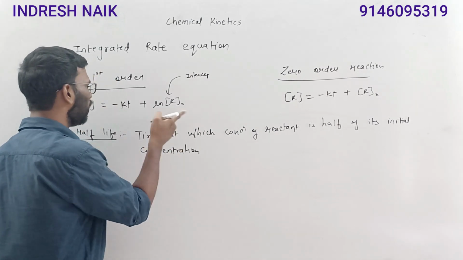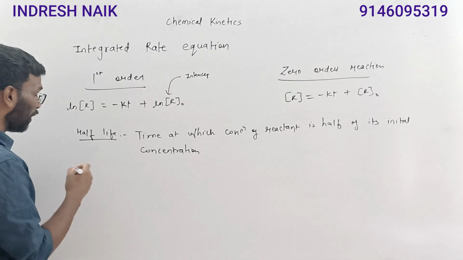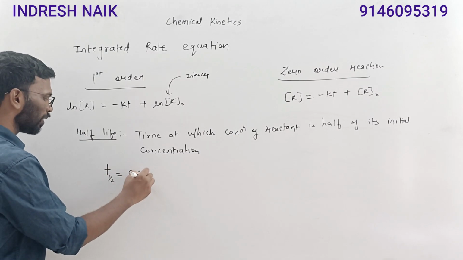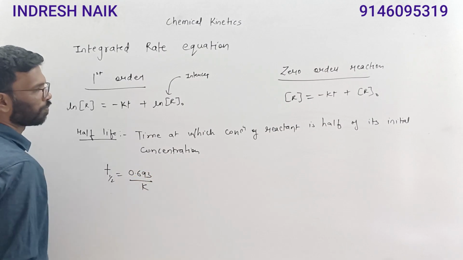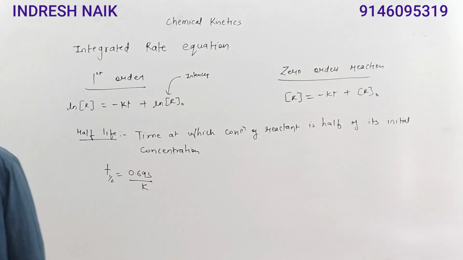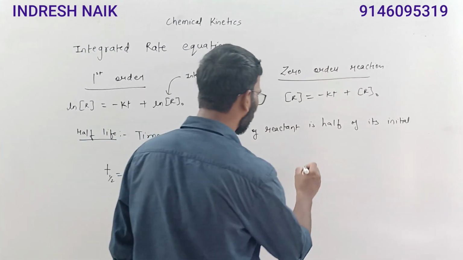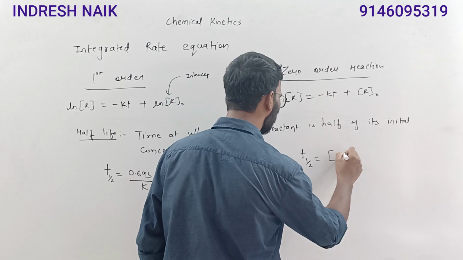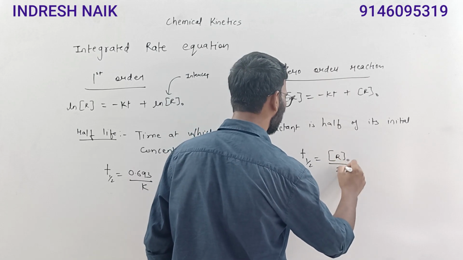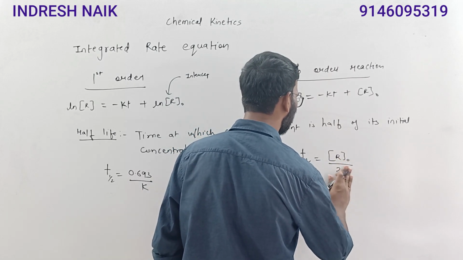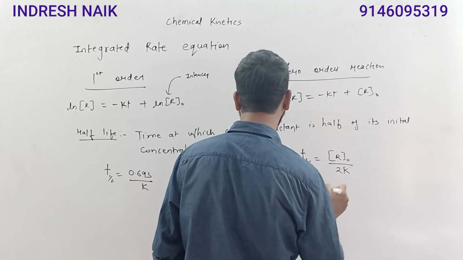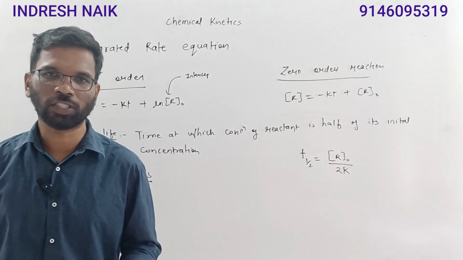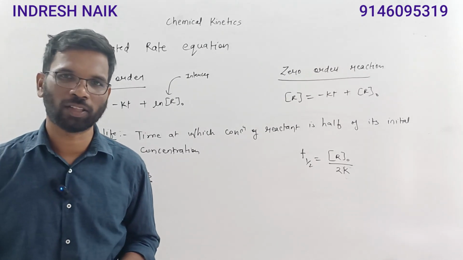Okay, if you solve that for this equation, what you are going to get is T half is equal to 0.693 upon k. That is what T half you are going to get. And over here, T half will be equal to R0 by 2k. Right? These are the equations which you should remember. Now, let us solve some questions based on these equations and the concept.